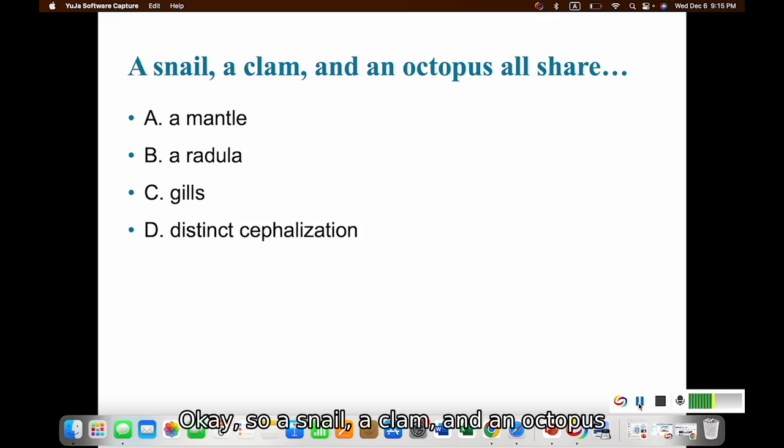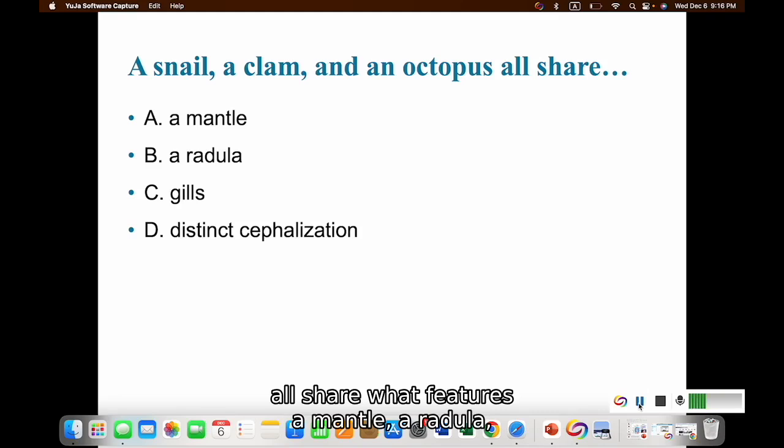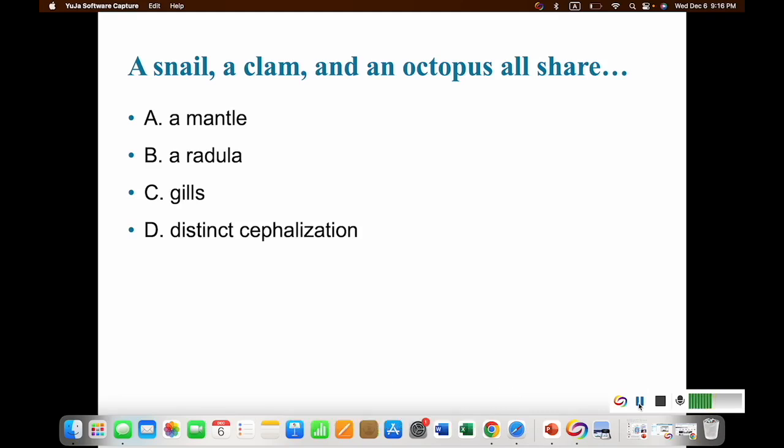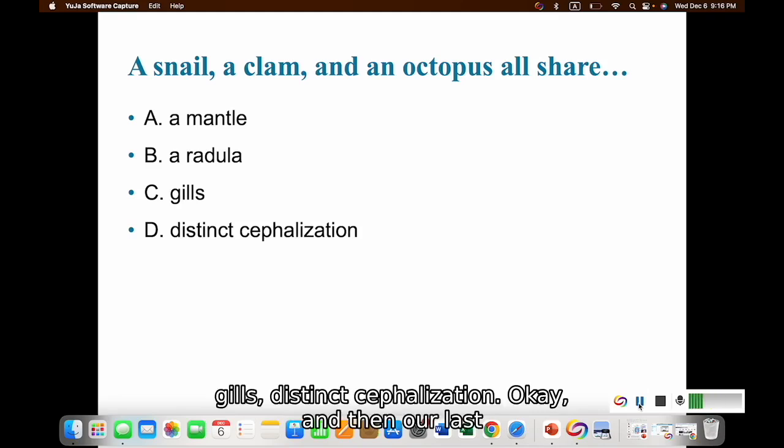Okay, so a snail, a clam, and an octopus all share what features? A mantle, a radula, gills, distinct cephalization.